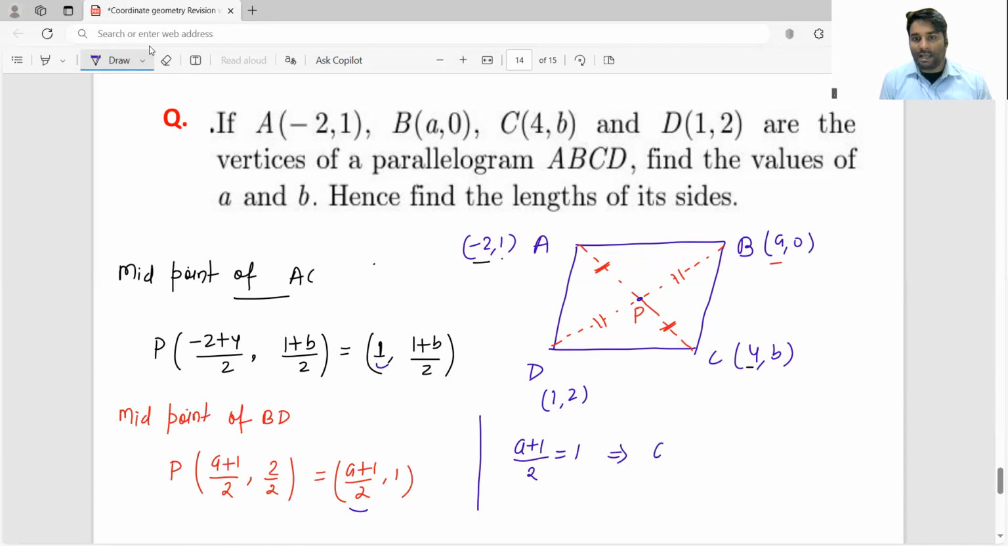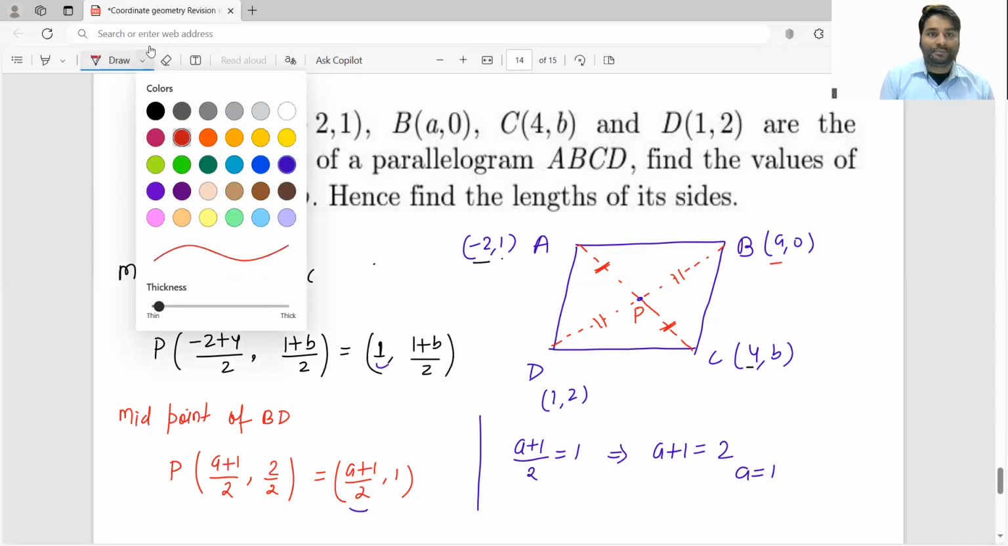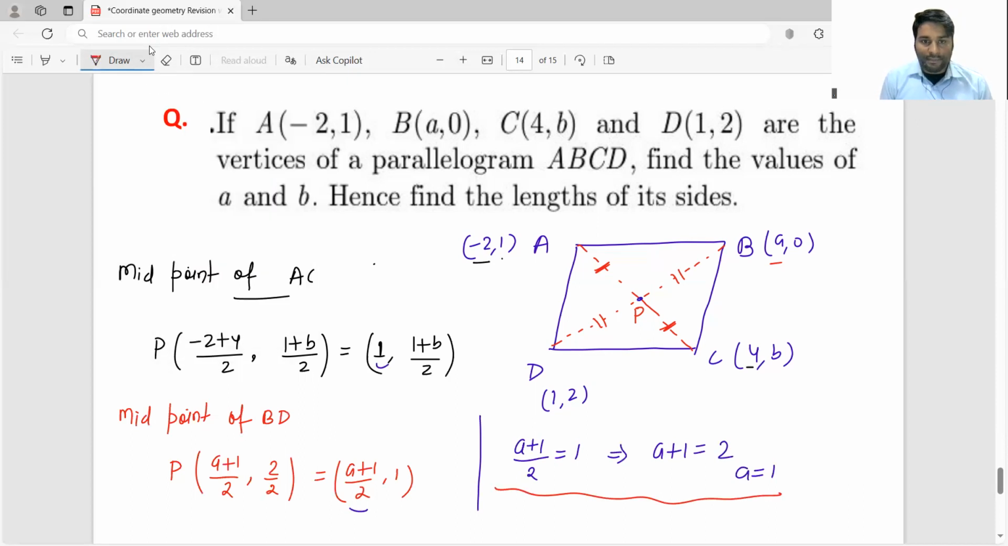So here you have a plus 1 is equal to 2, by cross multiplying, so a is 1. And again the next thing, 1 plus b by 2 is equal to 1. So from here 1 plus b is equal to 2. So from here you have b is equal to 1. So yes, I hope this is clear. Now you got the value of a and you got the value of b.